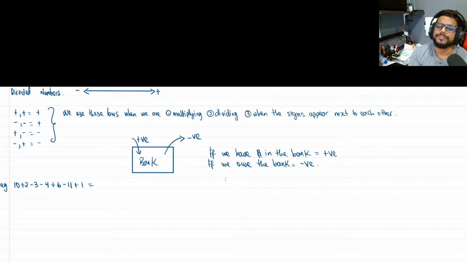The first thing I want to check is how much money I'm starting with. I see I'm starting with $10. I started with a positive $10. That means I have money in the bank. So that $10 in the beginning means I have money in the bank, and I'm going to see what transactions take place after that.